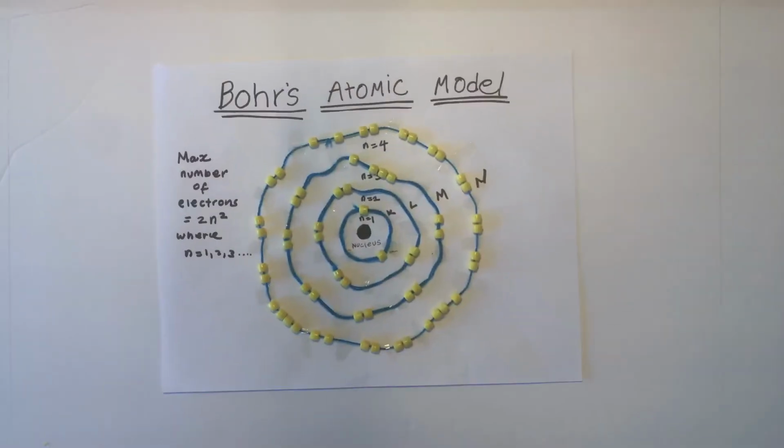Now, I'm going to talk about the Bohr's atomic model. In this model, the yellow beads represent the electrons. The nucleus is in the center and surrounded by the orbitals, which are blue circles. We can use a formula to predict the maximum number of electrons that can fit into an energy level, which is 2n squared. The letters K, L, M, and N represent the energy level.